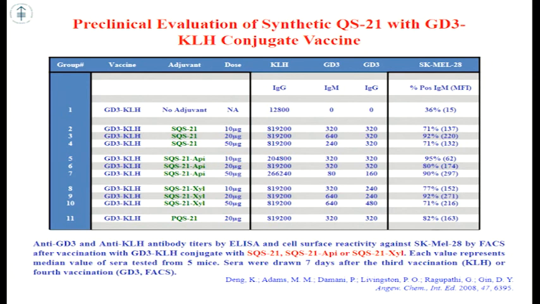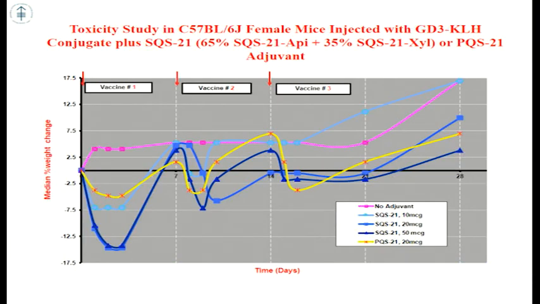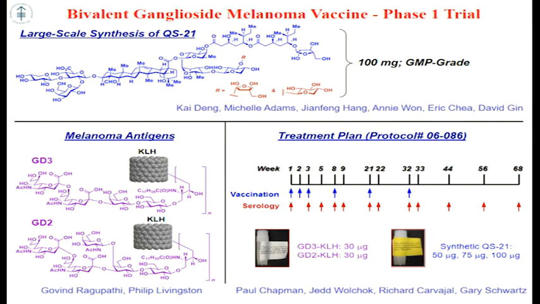Then the second step is taking this to toxicity, the same toxicity which we observed in the QS21. Always the QS21 is toxic. So then we combine these two antigens together for treating melanoma patients, one GD2 and GD3. So this is the vaccination protocol in patients.